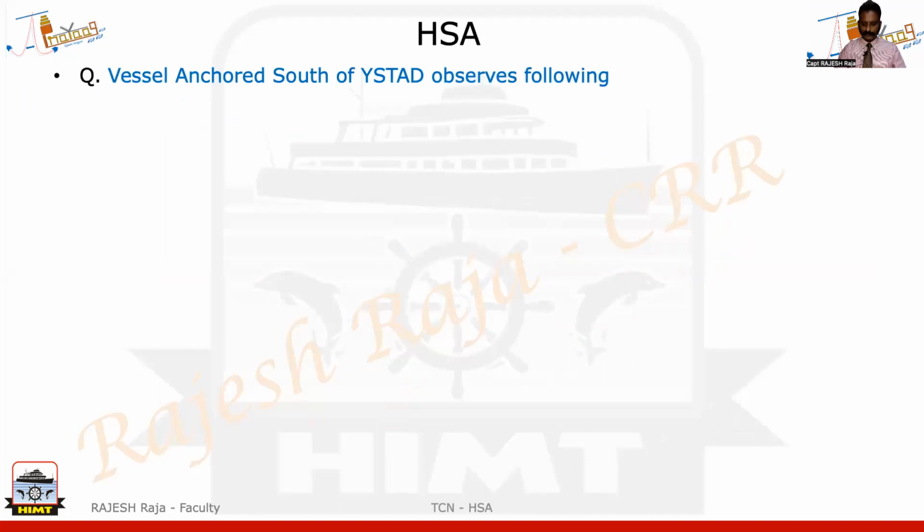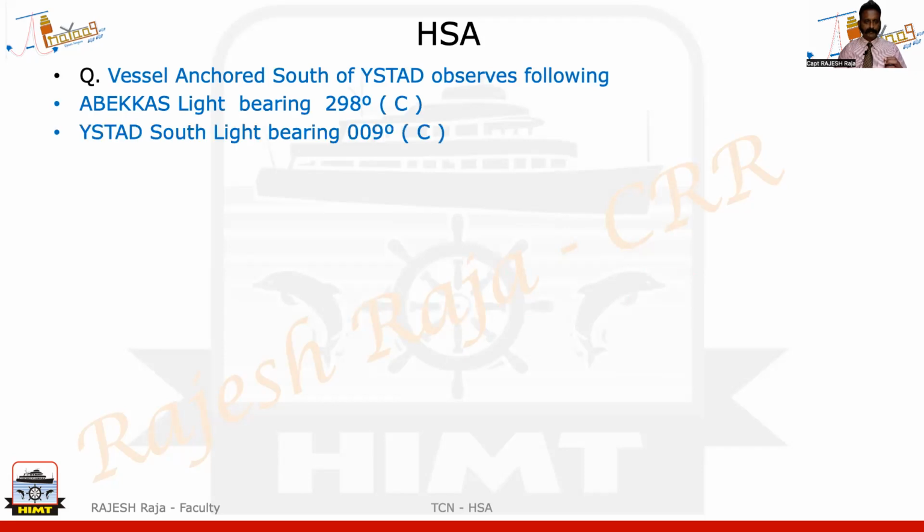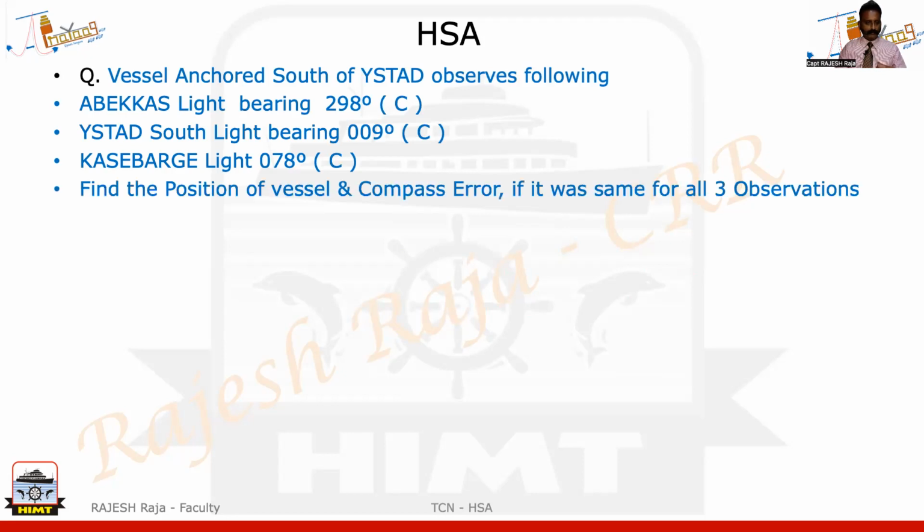This is a question. This is an MMD question. He's telling me a vessel is anchored, and he has given me three lighthouses, and all of them have got a compass bearing reading given to me. My job is to find the position of the vessel and as well as compass error. And it says that the error was same for all the three observations. So it has got a meaning. Let us see what it is.